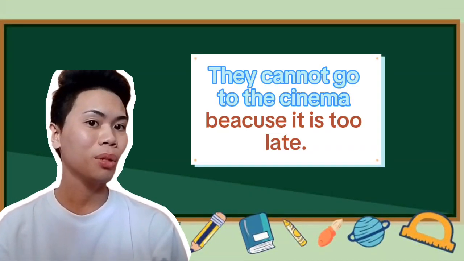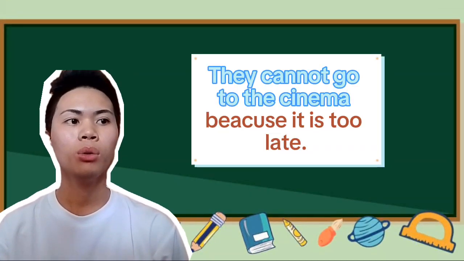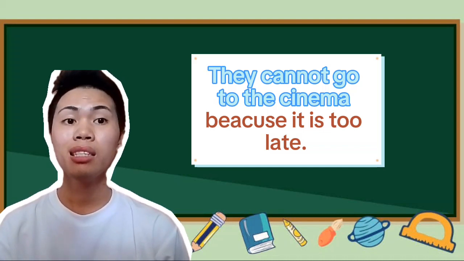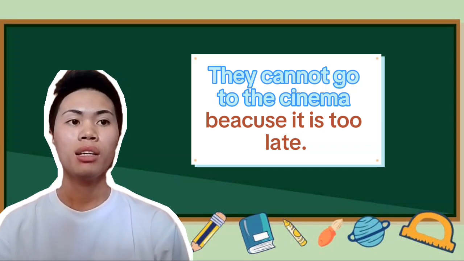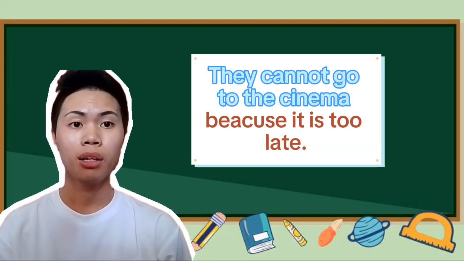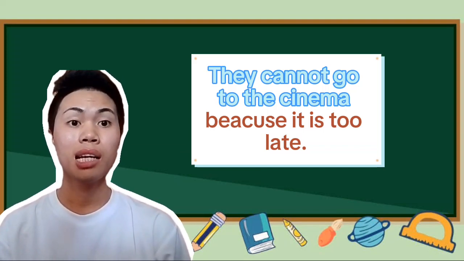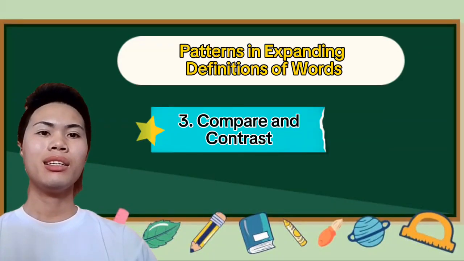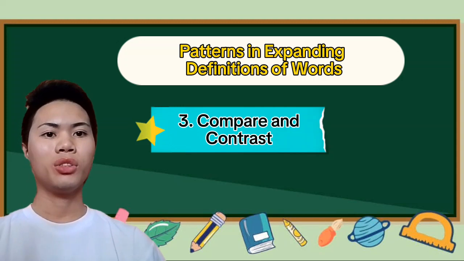Another example is that they cannot go to the cinema because it is too late. In this sentence, the effect is they cannot go to the cinema, while the cause is that it is too late. Third is compare and contrast.